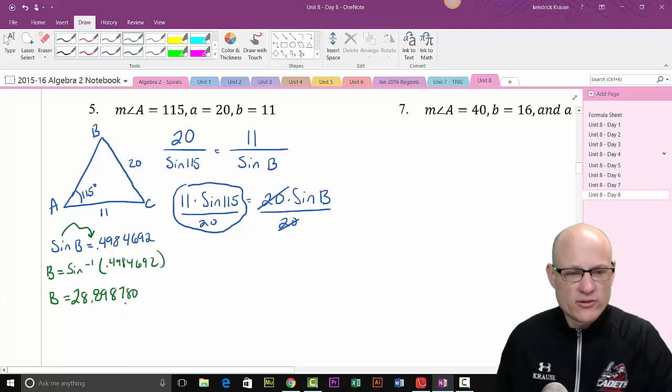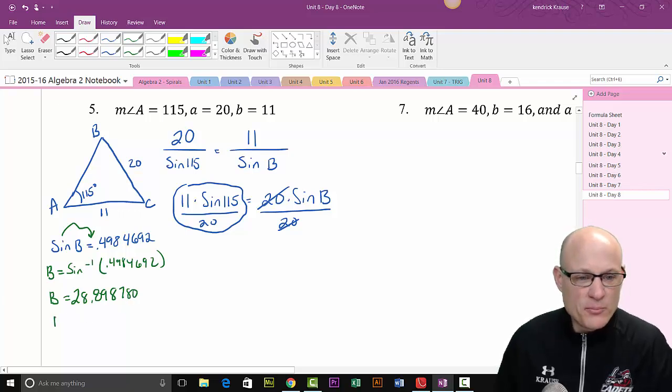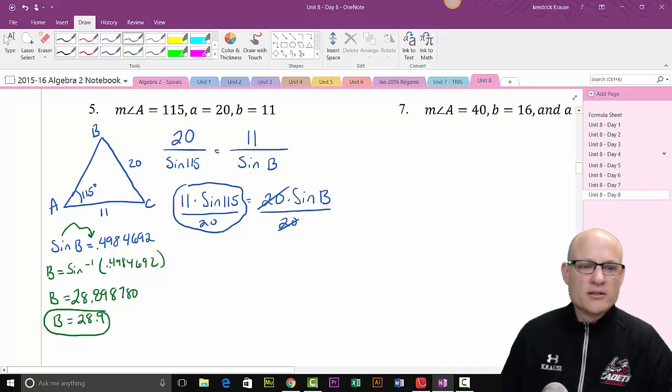They told us to round to the tens place. So b is equal to 28.9. So now I have b. Wait a second though.